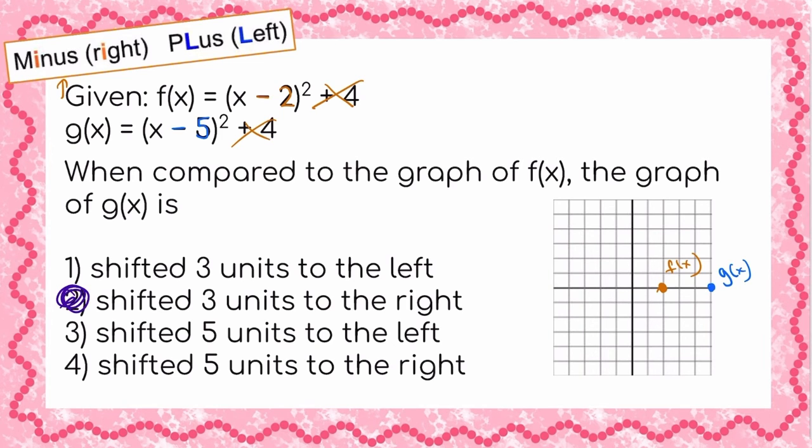You can also do this on a number line. If you have 0 here, -2, -3, -4. I should make that longer. -5 to go from there to there.